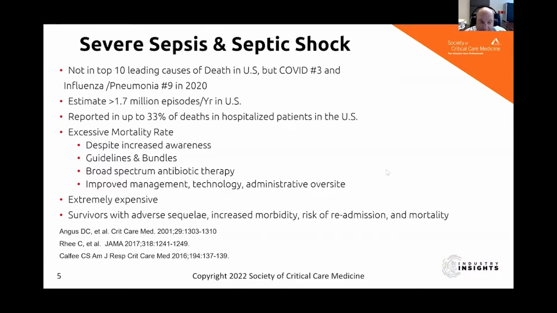In 2017, it was estimated that there were 1.7 million episodes of sepsis in the United States, and up to a third of the deaths in hospitalized patients in the US are reportedly as a result of sepsis. Now, this is a distressing outcome when you think about this excess mortality rate, when we have increased sepsis awareness, we have guidelines, we have treatment bundles, we have a number of broad spectrum antibiotic regimens, and in fact, we have encouragement through these bundles, through administrative oversight, to initiate early aggressive antibiotic therapy, yet we still have excess mortality. And sepsis is extremely expensive, costing over $60 billion a year to take care of patients with sepsis. And unfortunately, survivors still have adverse sequelae with increased morbidity, increased readmission risk, and even increased mortality over the subsequent years.